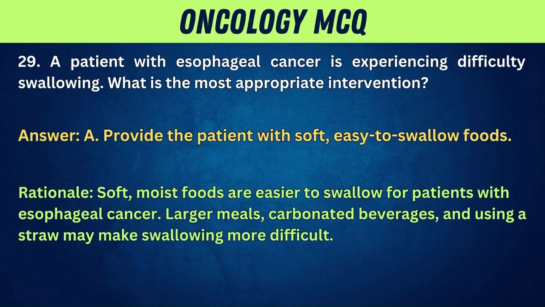Answer: A. Provide the patient with soft, easy-to-swallow foods. Rationale: soft, moist foods are easier to swallow for patients with esophageal cancer. Larger meals, carbonated beverages, and using a straw may make swallowing more difficult.